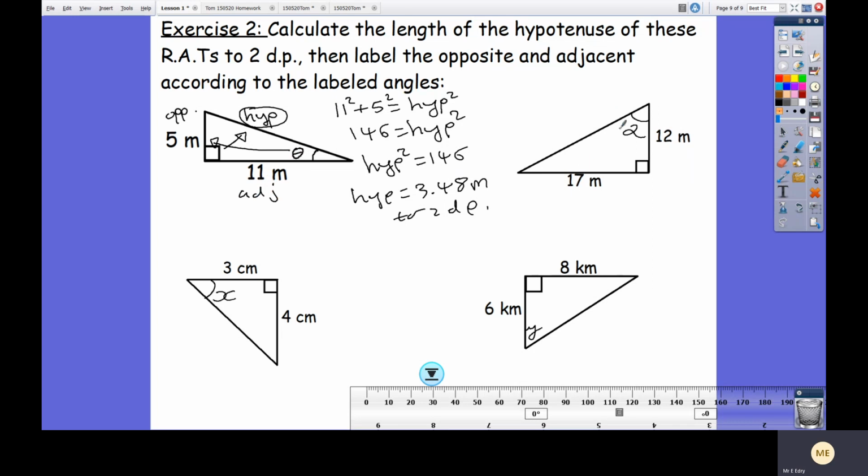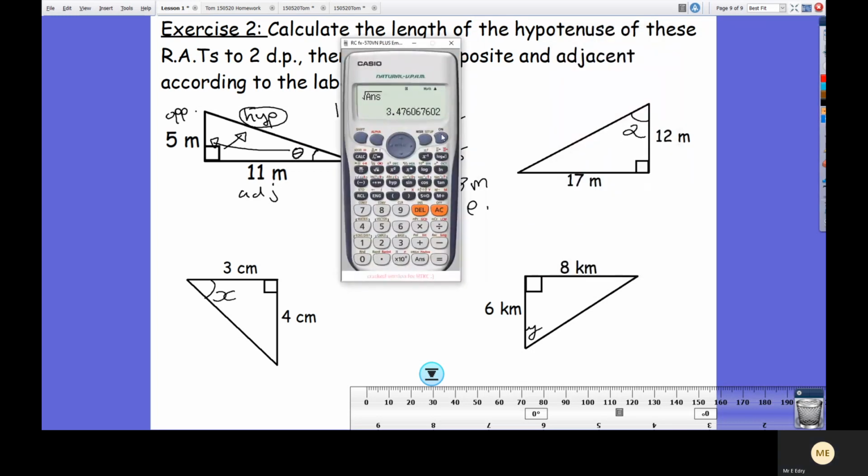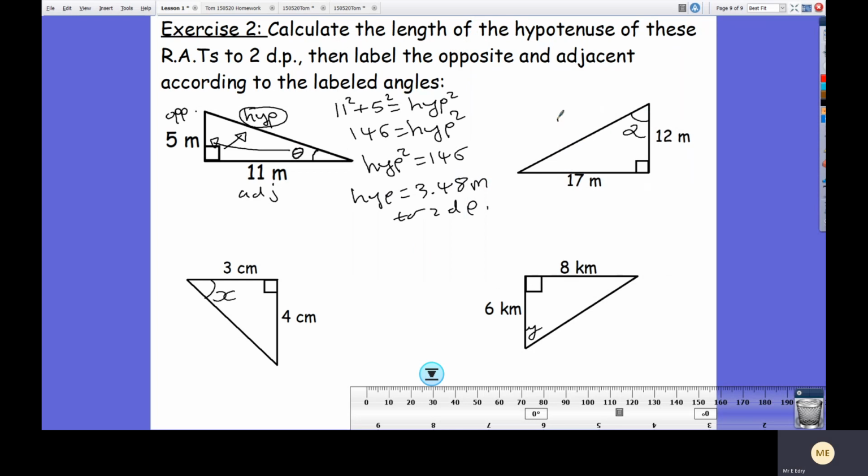So for the second one, I'm just going to do this more quickly. You should have hypotenuse squared is equal to 17 squared plus 12 squared. And obviously, in an exam, you'd have to show all your workings. We would have 433, giving me the hypotenuse equal to the square root of 433, which is 20.81 meters to 2 decimal places.